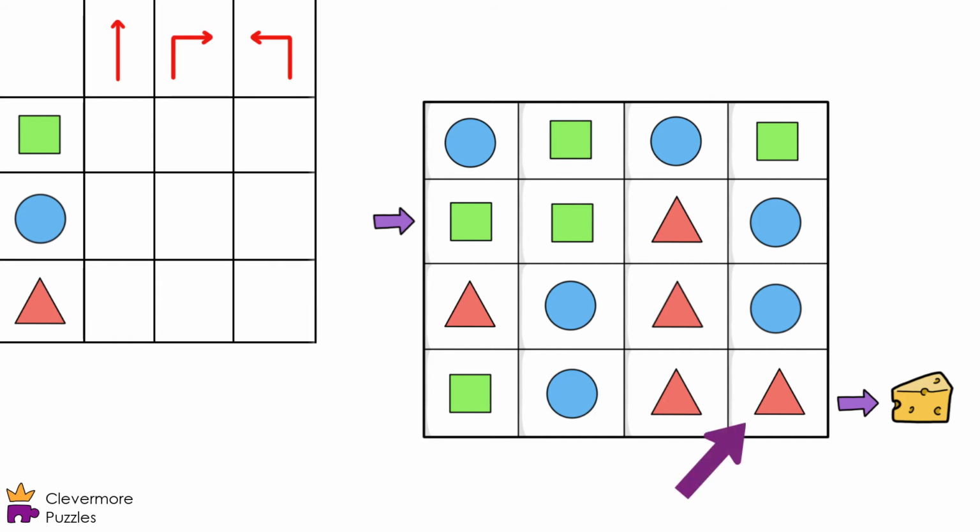The last tile before the exit is a triangle, so the triangles can't be paired with the right command. If they were, then anytime the mouse steps on this tile, he'd be forced to move away from the exit, no matter which direction he came from. So the triangles only have 2 possibilities. They're either left or straight.